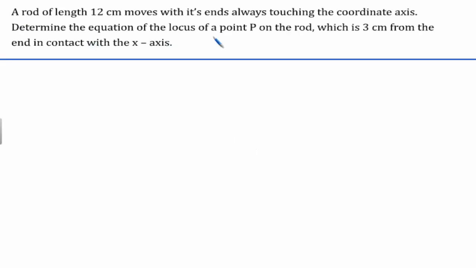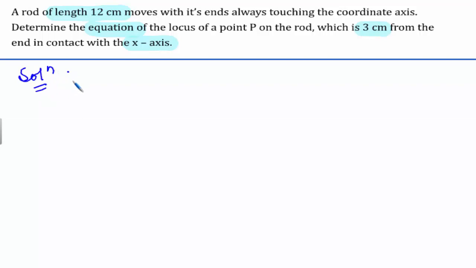This question says that a rod is of length 12 centimeters which moves with its ends always touching the coordinate axis. Determine the equation of the locus of the point P on the rod, which is 3 centimeters from the end in contact with the x-axis. Let's begin with the solution.